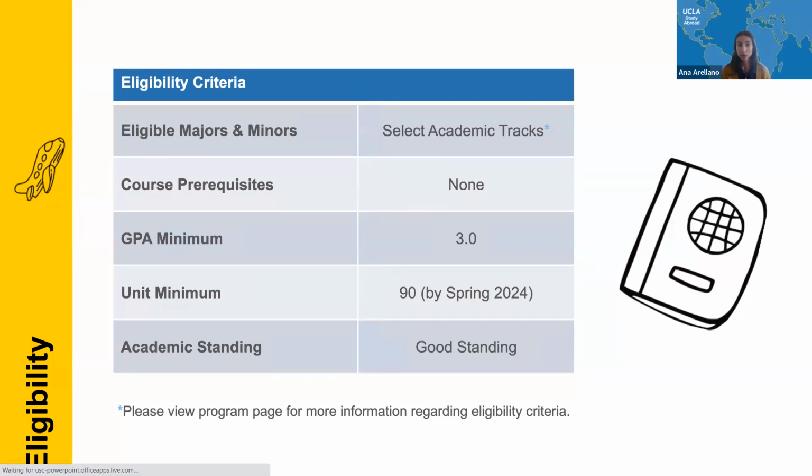There are no prerequisites to conduct a virtual internship. However, you must have a minimum 3.0 GPA and have 90 total units by the start of the summer 2024 term, so by the end of spring. We do accept AP and transfer credits, so as long as you have 90 accumulated on your record, you're good to go. Finally, students are required to have good academic standing, which generally means having a 2.0 term GPA until you depart.